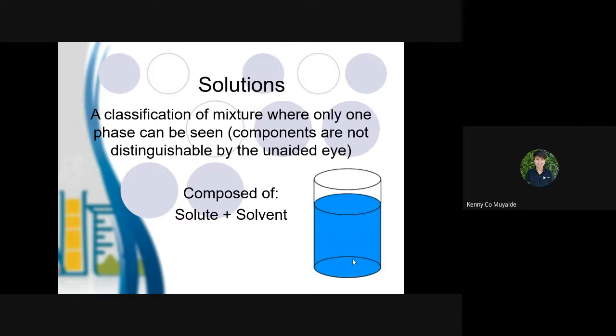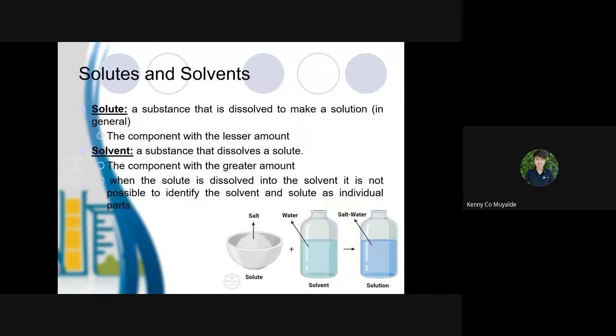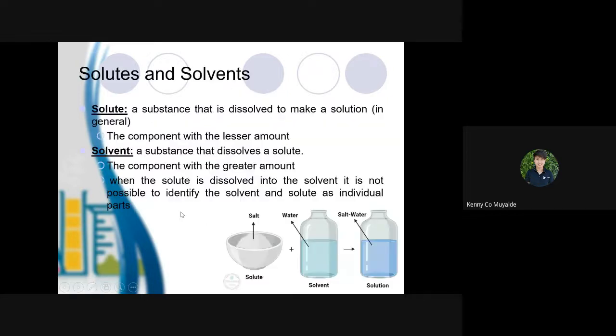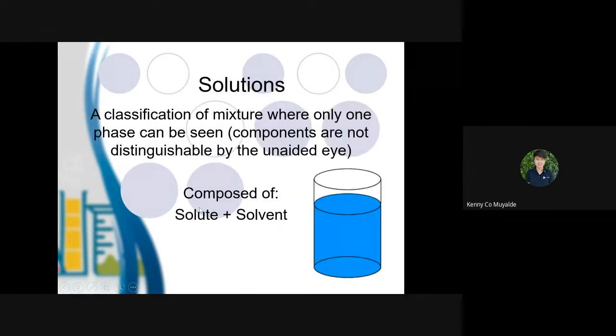Okay? Now, solutions are composed of two substances. These are your solute. Sorry. Why cannot one? Bakit hindi ako makagamit ng pen? Samantalang kanina okay lang nakagamit ako ng pen. Okay. So, it is composed of two. We have the solute and the solvent.